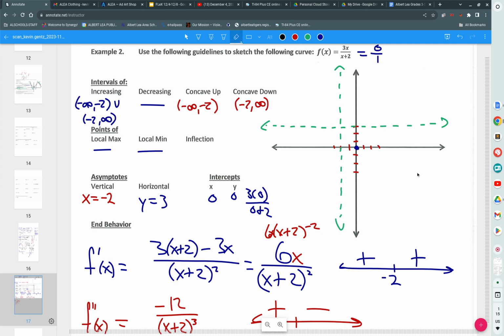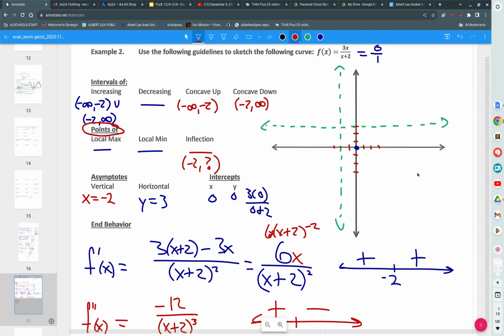I had a student once upon a time get really angry with me about that. Said it changes at negative 2. But again, an inflection is a point, and there's no actual coordinate that you can plot. If you choose negative 2, there's no output there, so you can't plot it. So that's why. I get the point.